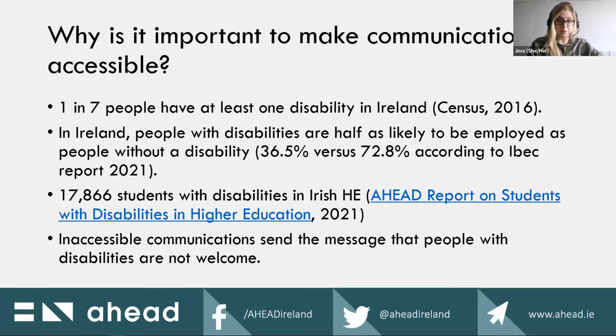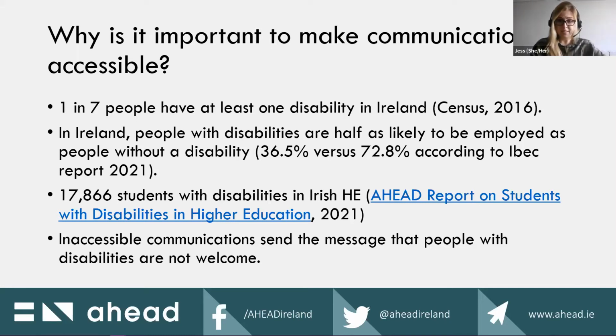According to AHEAD's most recent report on students with disabilities in higher education, we currently have 17,866 students with disabilities in Irish higher education. That number is based on students registered with their disability support services. So again, the real number may be even higher than that because many students may choose not to disclose for myriad reasons. So that's a huge number of people that are being left out of your communications if we don't make these small changes that Leaheen and I are going to go through with you today.